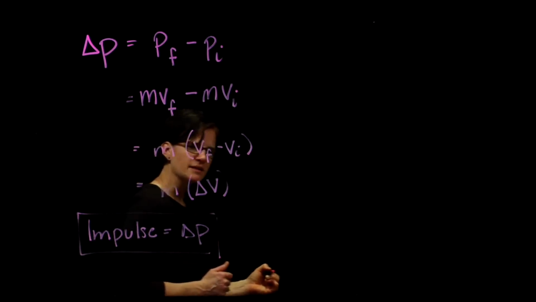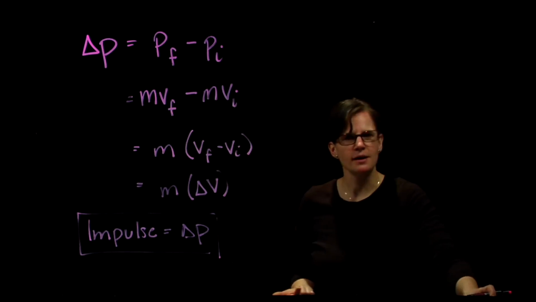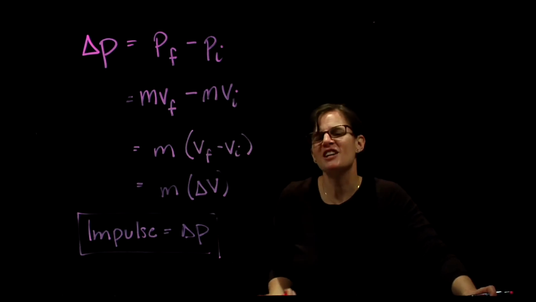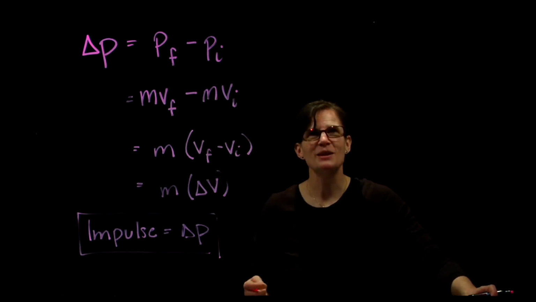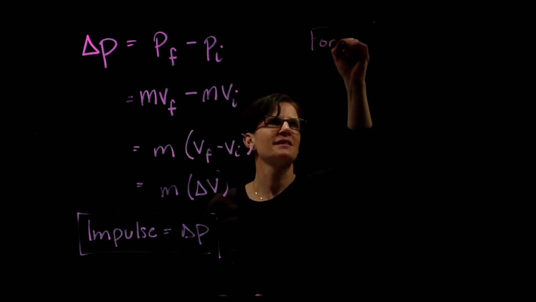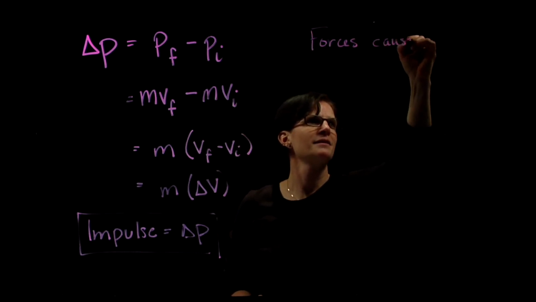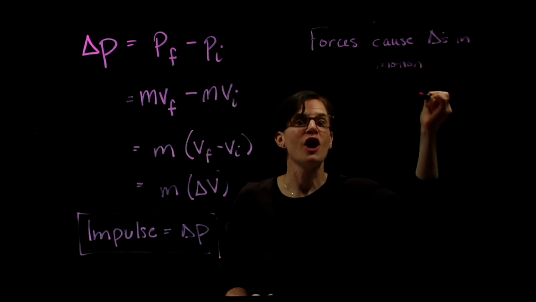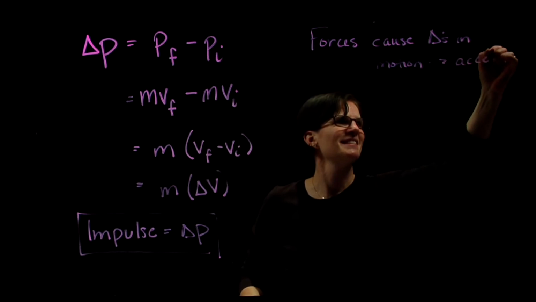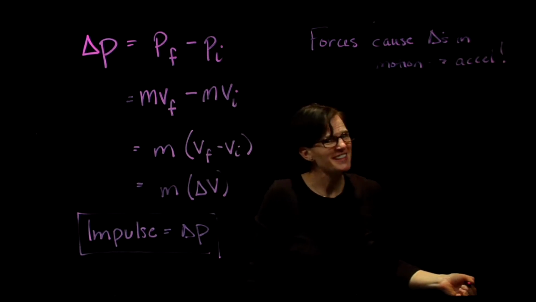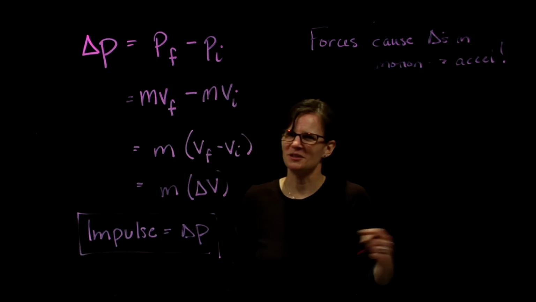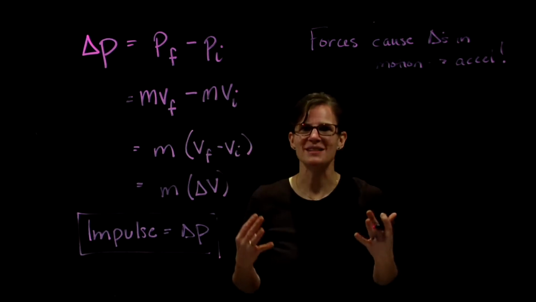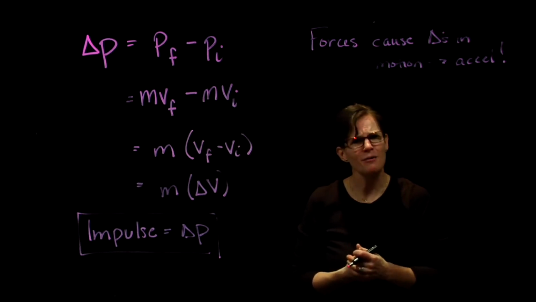Well, if a change in momentum is caused by a change in velocity, how do I get a change in velocity? What changes motion? Forces. We know that forces cause changes in motion. They cause accelerations. Now, it turns out that Newton's laws of motion were actually originally described in terms of momentum. He studied momentum and then designed his laws of motion around momentum.